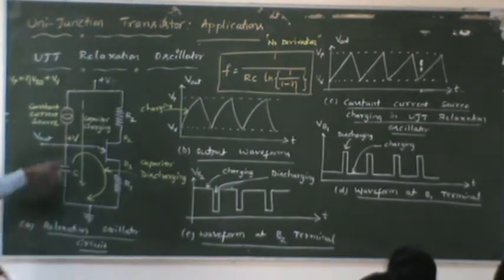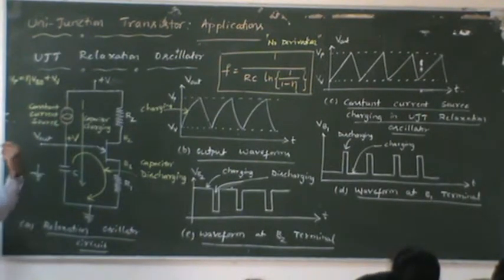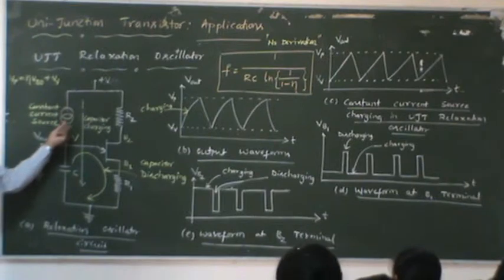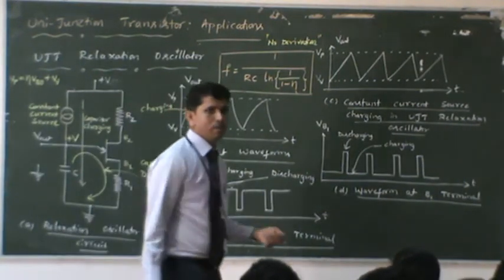This is nothing but a source which provides a constant current. It's very difficult to get this constant current source. If you have a voltage source, you can derive the constant current source. We don't have any current sources available; we have voltage sources available.